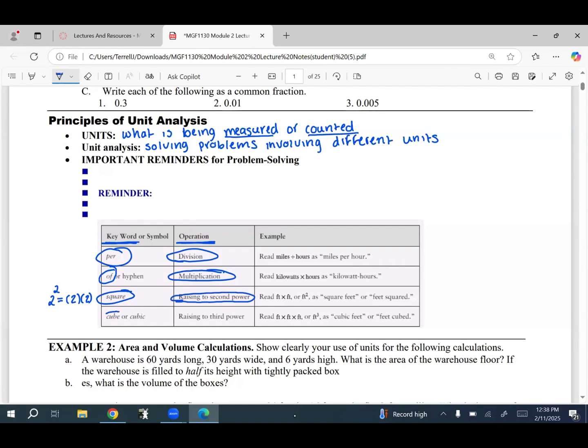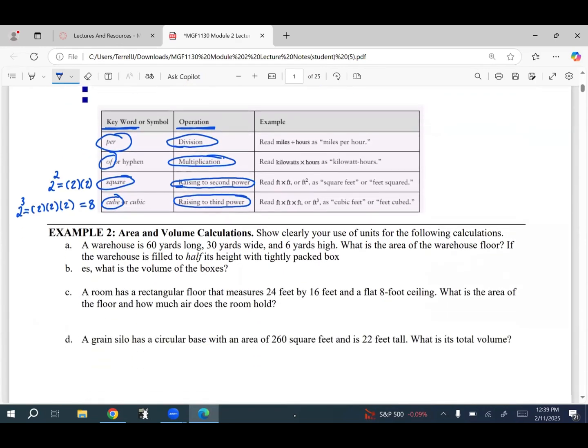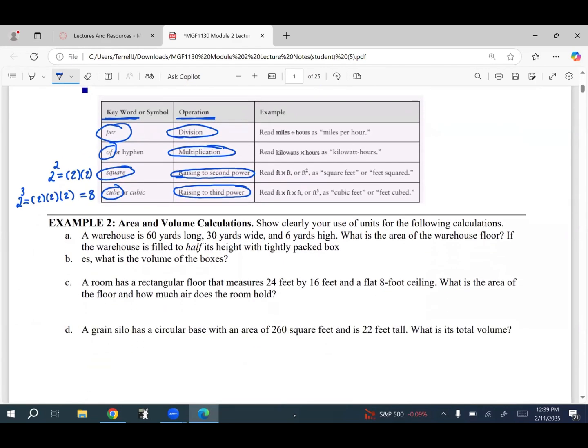And if something is cubed or cubic, that means you're raising it to the third power. So this is like 2 cubed. Means 2 times 2 times 2, which is the same thing as 8. So if you square something, you're raising it to an exponent of 2, second power. Cube means you're raising it to the third power. Let's look at these first few. I won't do all of them, but I'm going to pick a few good ones here.